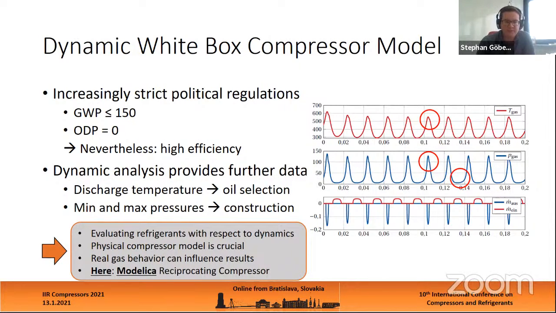And for this, a physical compressor model is crucial. Real gas behavior can influence the results, especially if we have really high outlet temperatures. For example, in the case of carbon dioxide or propane, we are close to the critical point or even above the critical point.